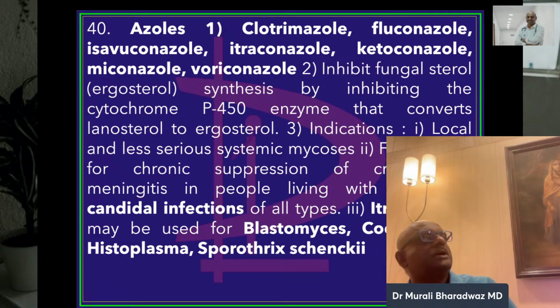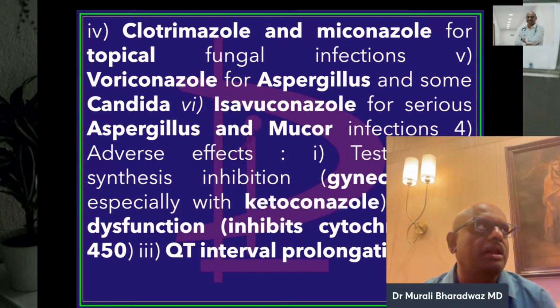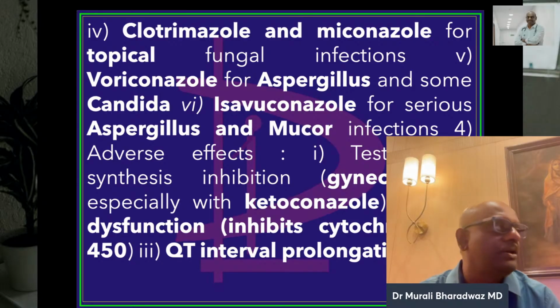What is Sporothrix? Gardeners. Typically when a rose prick happens, it spreads like thrombophlebitis. When plucking roses, if a thorn pricks you, the Sporothrix infection can give thrombophlebitis. That's called gardener's rose prick. Then clotrimazole and miconazole are used as ointment for topical fungal infection.